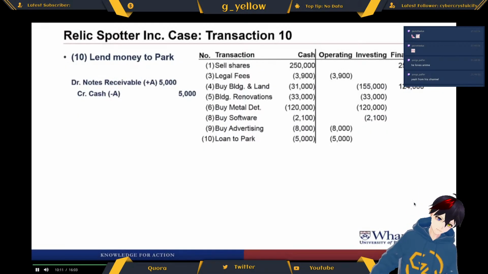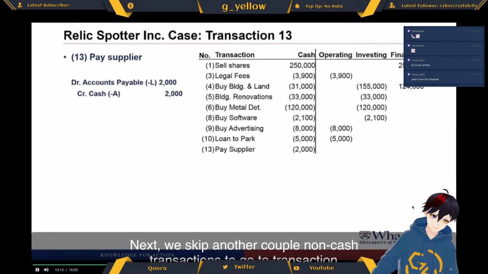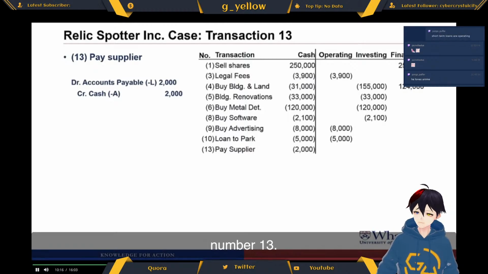Where did you get this from? Next, we skip another couple of non-cash transactions to go to transaction number 13.